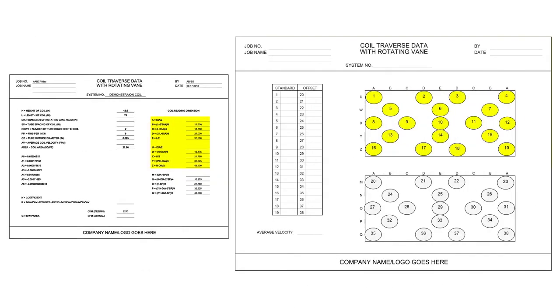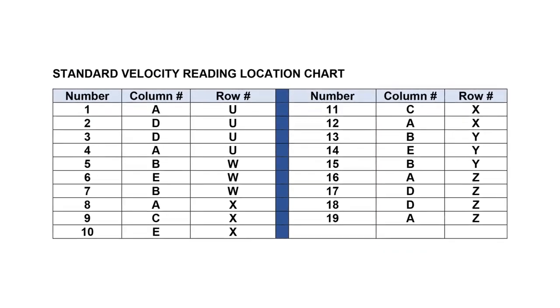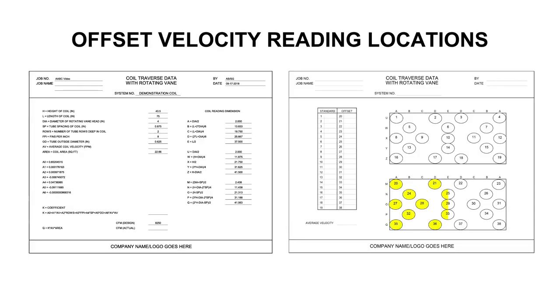Use this method referencing the coil reading dimensions for the standard velocity reading location, intersections 1 through 19. This chart documents the intersections for the standard velocity reading locations 1 through 19. Next, measure and mark the offset velocity reading locations 20 through 38 by referencing the coil reading dimensions A through E and M through Q.